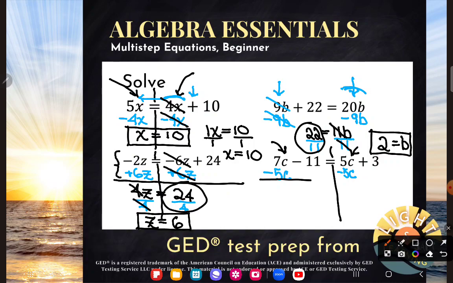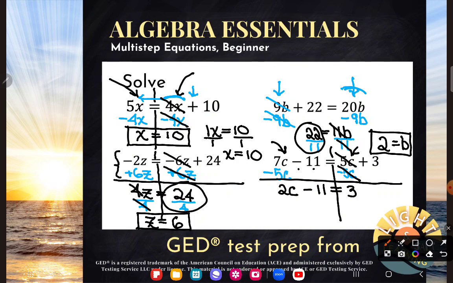Now let's see what our new equivalent equation will be. So 7c minus 5c is 2c's. And then I had this minus 11. It's still there. We haven't done anything with it. Don't lose it. And that's going to be equivalent to, well, 5c take away 5c is nothing. It's 0. And nothing plus 3 is 3.